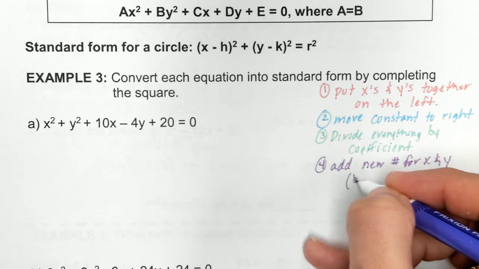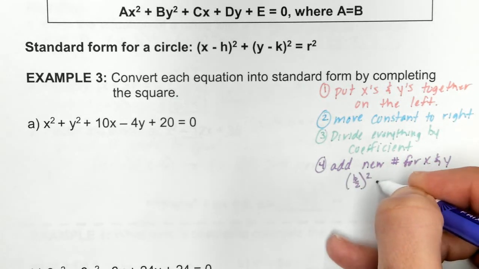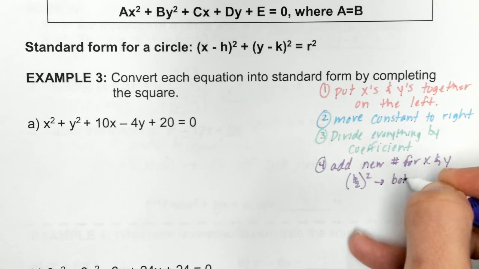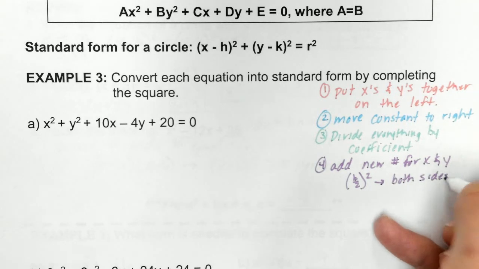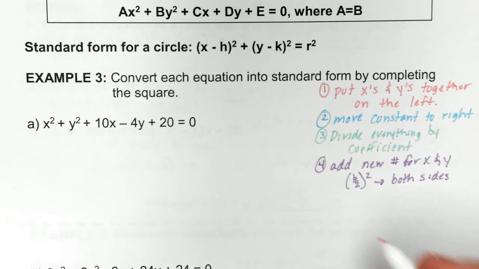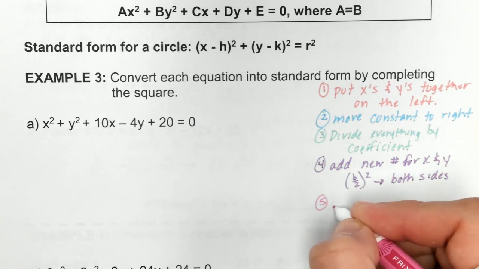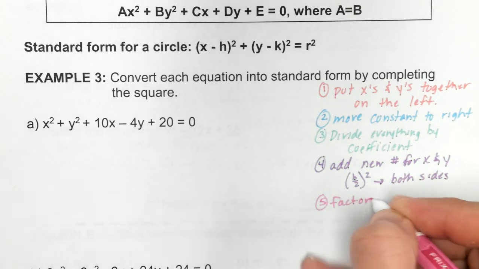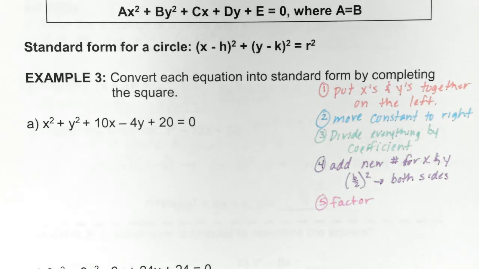This is that b over 2 squared. We have to do it to both sides. So we'll be adding 2 numbers instead of just 1. And then that very last step is going to be that we're going to factor. That's just what adds to get the middle number, the bx, and multiplies to get c.